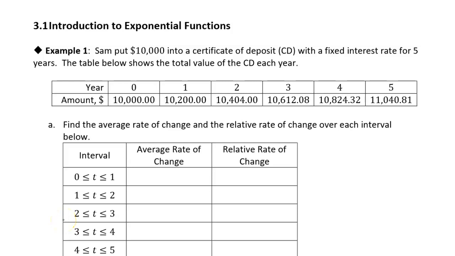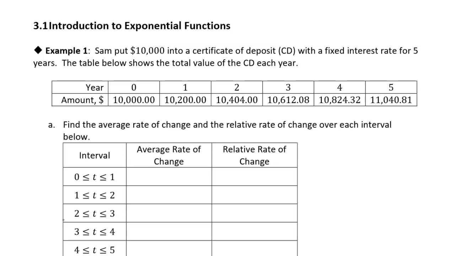In this first example, Sam put $10,000 into a certificate of deposit with a fixed interest rate for 5 years. And the table shows the value of the CD as a function of time. So initially it was $10,000 when he first put the money in, and then after a year it was 10,200, and then 10,404, and so on. So the first thing we are asked to look at is the average rate of change and the relative rate of change over each interval below.